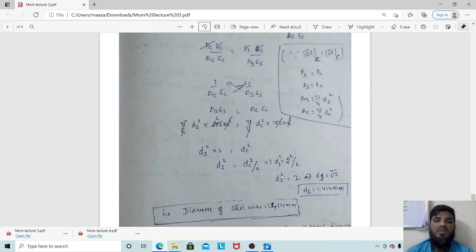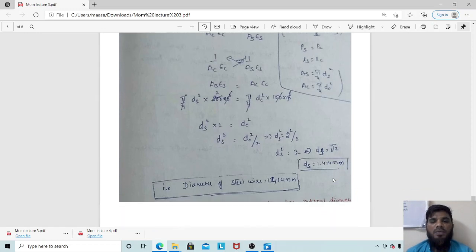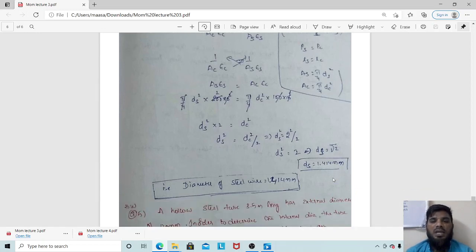I don't want the value of ds square, so I am removing the square. How we can remove the square is by applying the square root. So I am applying the square root and I am going to obtain root 2. The value of root 2 is 1.414. If you don't know the value of root 2, you can directly type it in your calculator. So ds is equal to 1.414 mm.